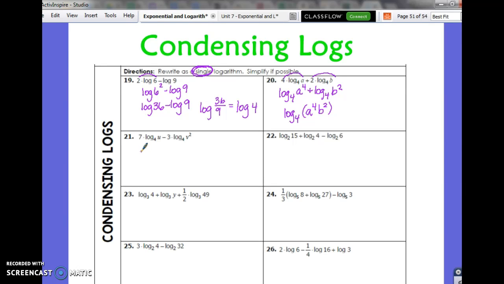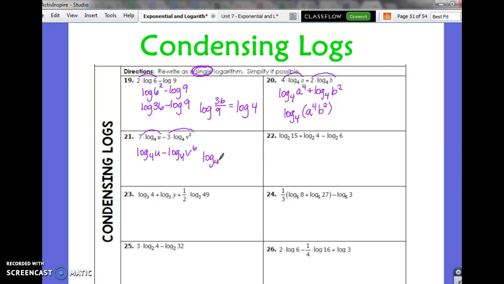Same kind of thing here. The 7 and the 3 will go around to the back. So you have log base 4 of u minus log base 4 of v. Now, since that v already had the power that was squared, you're moving that 3 around to the back to be with that squared. You're going to multiply those 2 powers together, and that's going to be v to the 6th power. And then since you have 2 logs being subtracted, you'll condense them using division or the quotient rule.